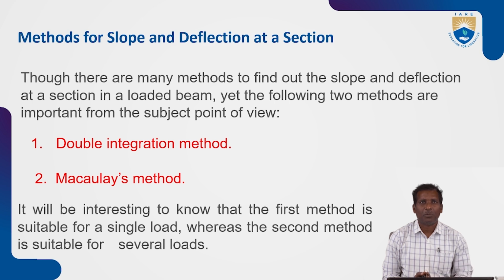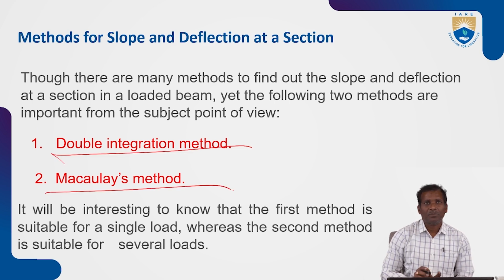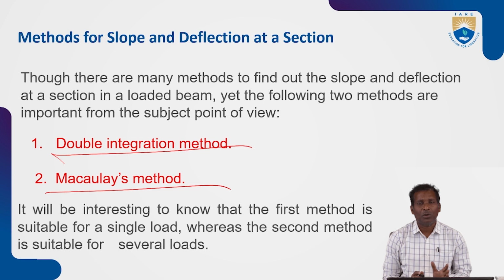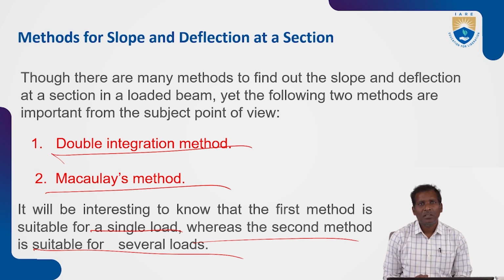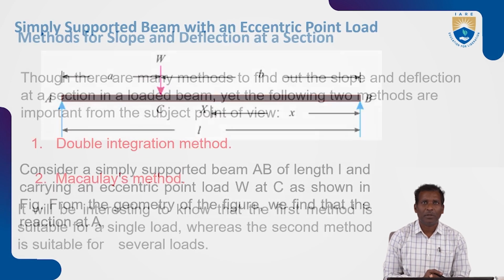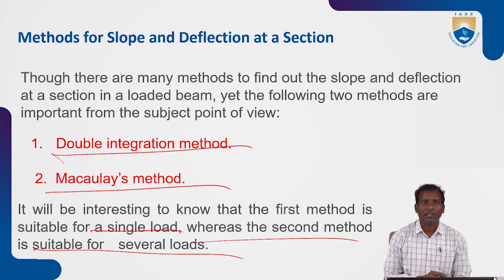This is important from the subject point of view, and Maxwell's method we will see later. It is interesting to know that the first method is suitable for a single load, which may be a point load or variable load, whereas the second method is suitable for several loads. The double integration method is suitable for a single load only. In the previous session, we discussed the simply supported beam with a point load and how to calculate the slope and deflection using the double integration method.